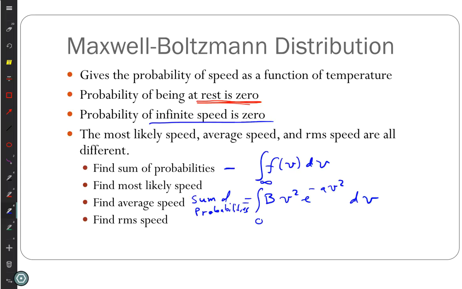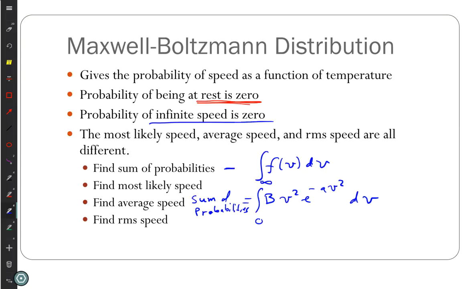Why is it x to the n, though? Because right now we're doing x squared. But if we want to find the average speed, we're going to do a weighted mean. Our weighting factor, our probabilities, is going to have v squared e to the minus av squared dv. But then we have v times that weighting factor, which will give me a v to the third power. And so we're also going to have to do this integral with x cubed.